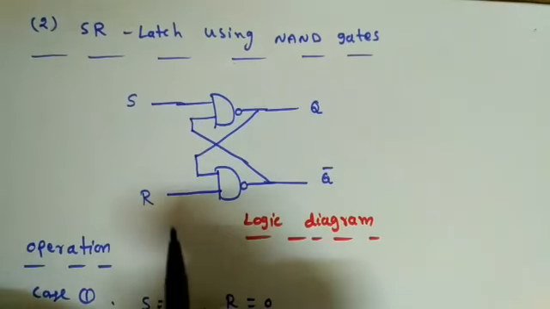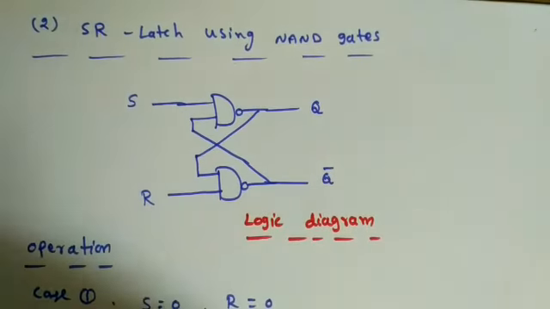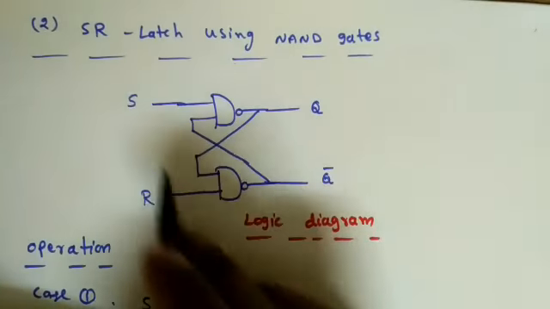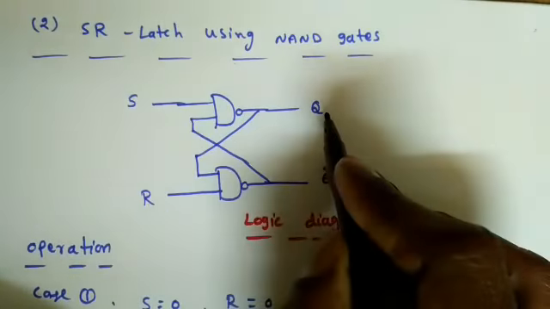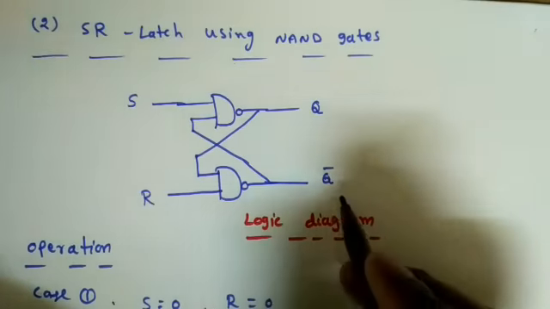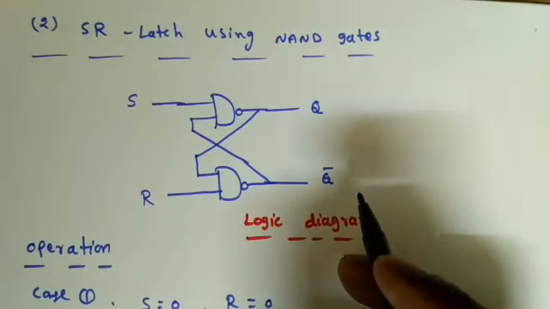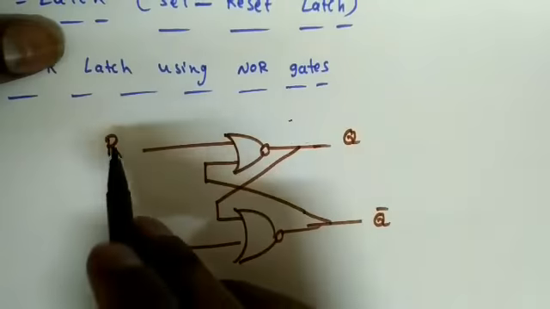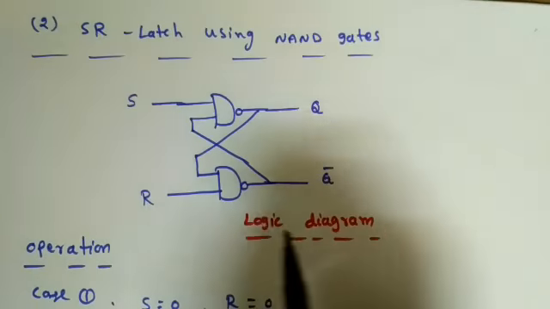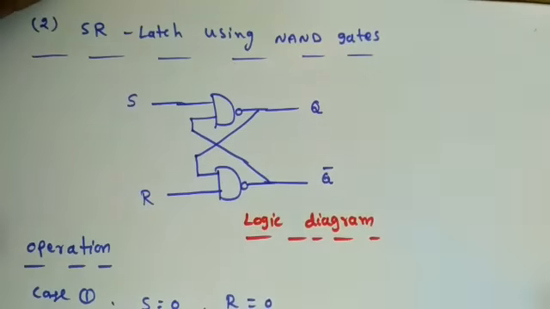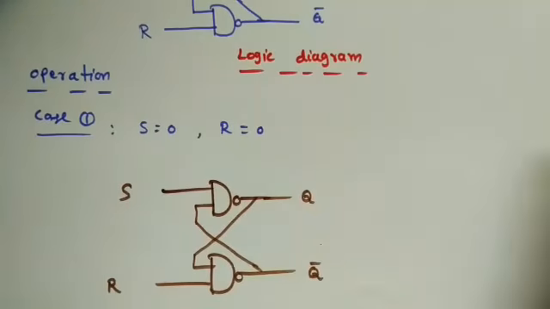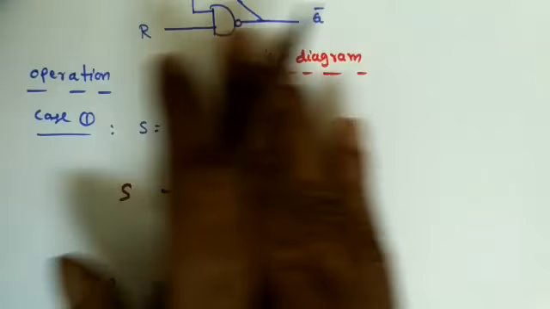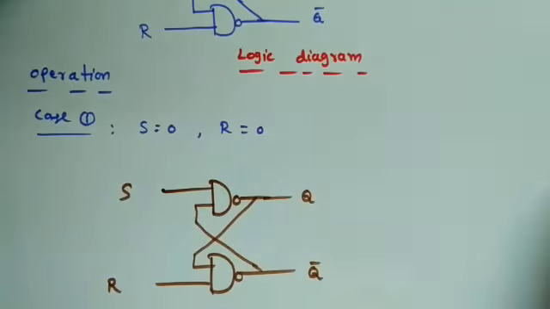So this is the logic diagram of the SR latch using NAND gates. In this SR latch, the opposite of S is output Q and the opposite of R is Q bar, whereas in the one using NOR gates, the opposite of R is Q and the opposite of S is Q bar, right? So there is a small difference between this and that. Just remember that point. Then we'll see the operation, and we will comment on why we need to take R opposite of Q bar.